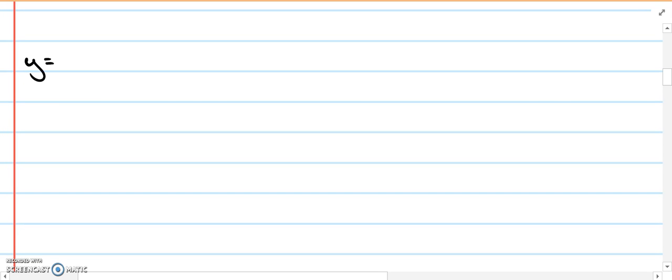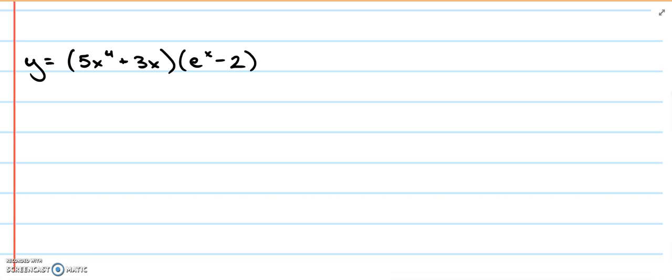Next example says y equals, in parentheses for the first one, we're going to go with 5x to the fourth plus 3x. But then in the second parentheses, I'm going to hit you with an e to the x minus 2. And I want to do the product rule on this. As previously stated, it's not good enough to just have one function at a time. I need to be able to give you more complicated situations, and the product rule allows me to do so.